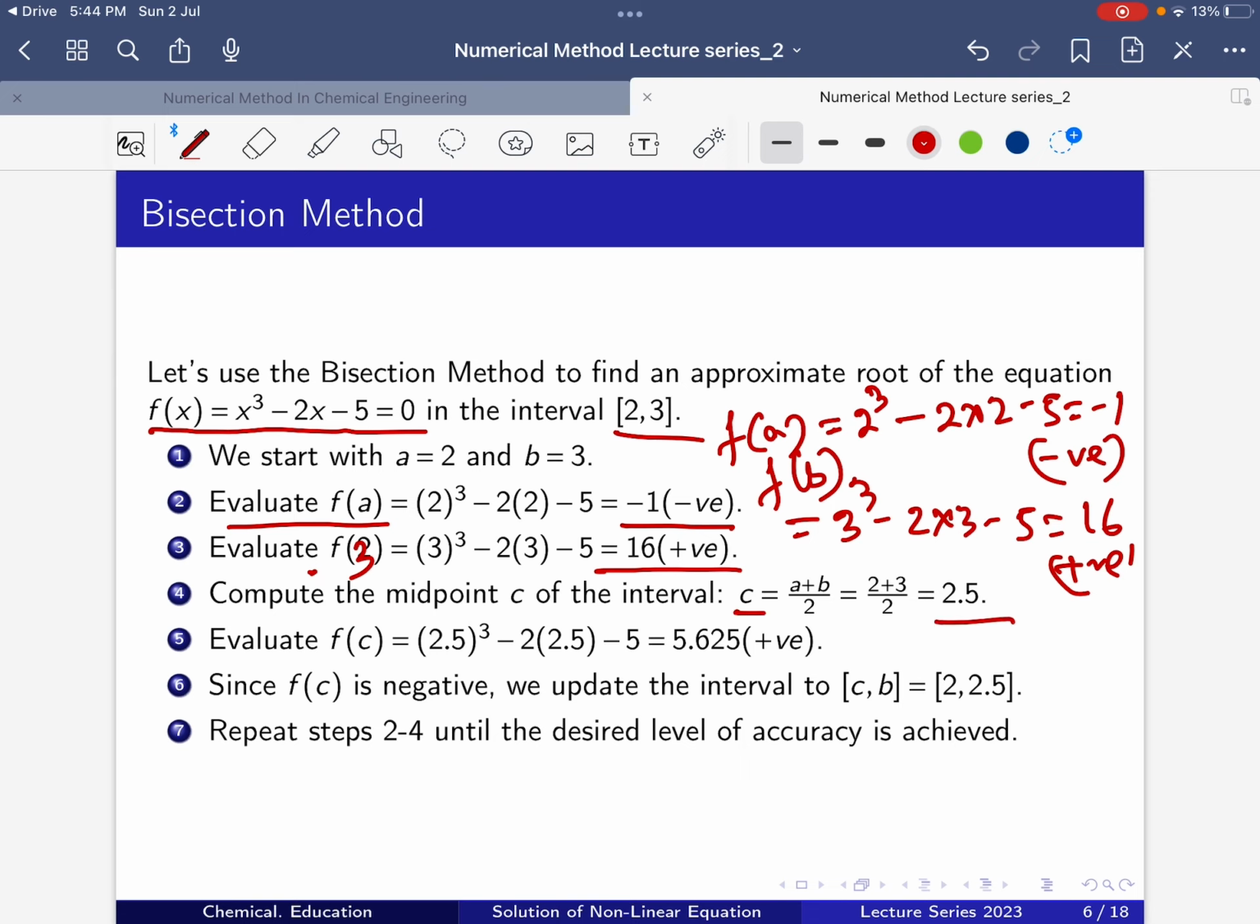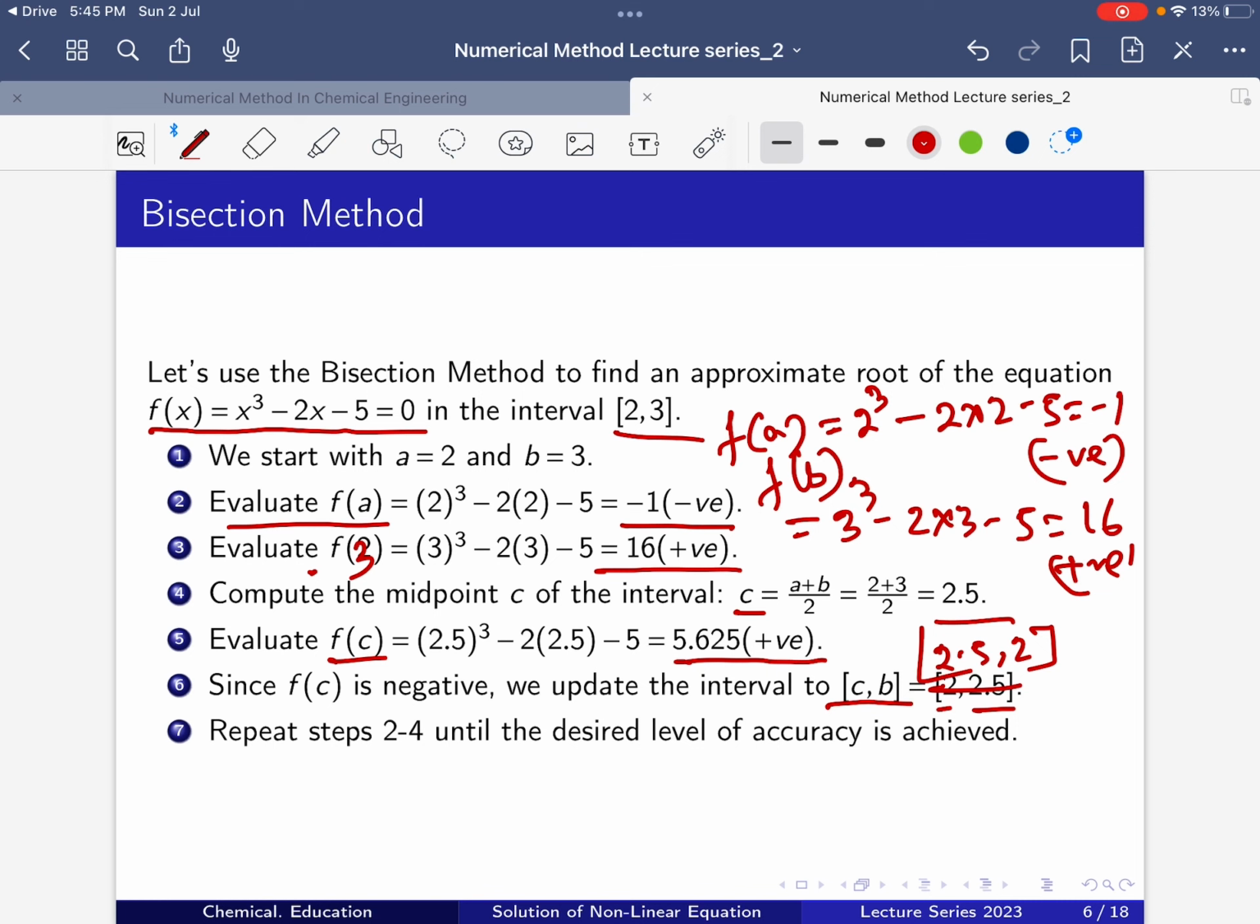Now evaluate f(c), so 2.5 cube minus 2 into 2.5 minus 5, so that will give positive. Now here f of 2 and f of c, that is 2.5, have opposite signs. So we update the interval, c to b, right? c is actually 2.5, so we can write the interval as 2.5 to 2. So this is the interval, and you have to repeat that procedure to get the desired accuracy level.